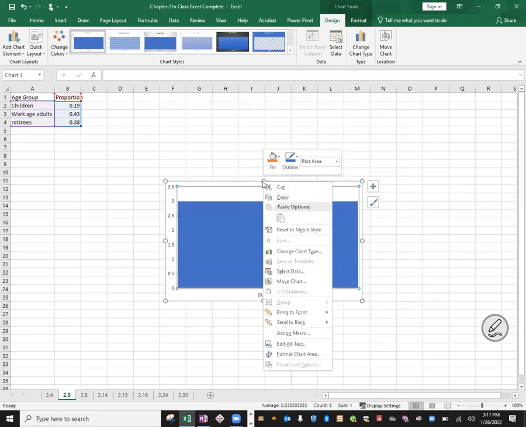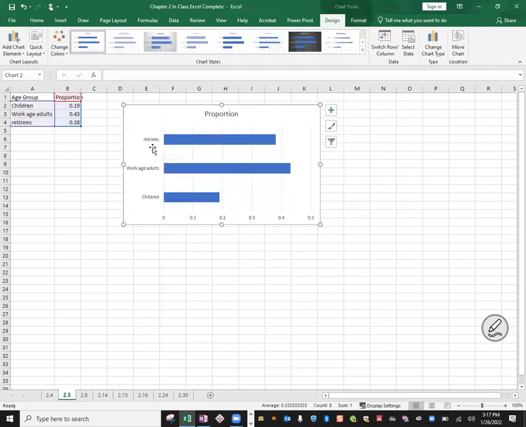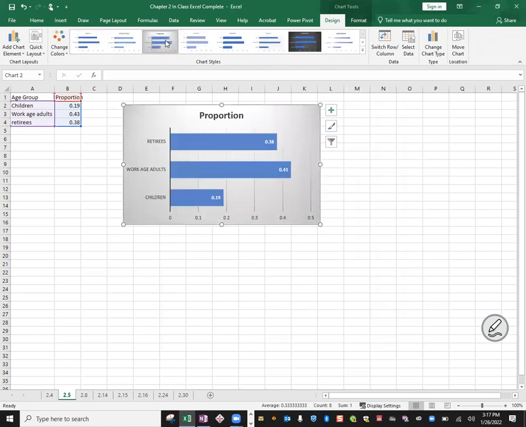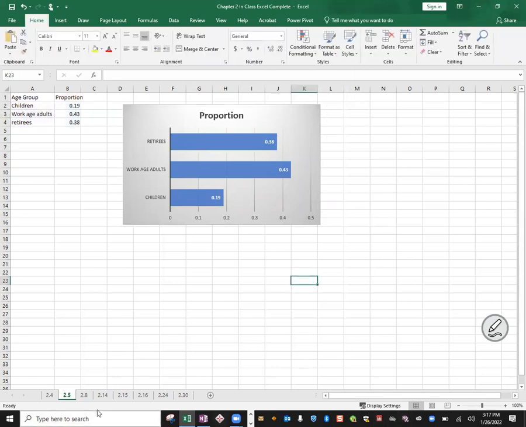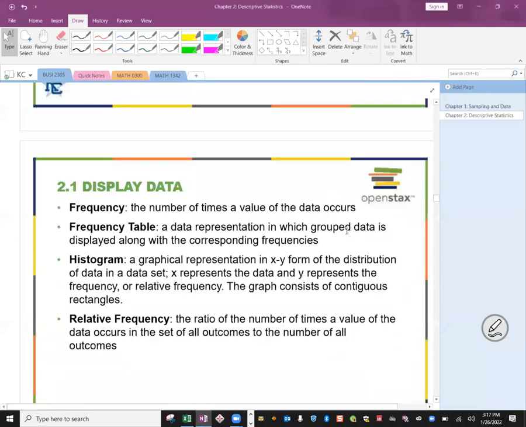Let's stick with this type. And it's okay that your bars are coming this direction instead of upward. I believe there are ways to change that, and we could change that if we wanted to, but for now, I'm going to leave it as is. So we could also choose one like this to show those decimal points more clearly because those are smaller values. All right. So let's head back to our PowerPoint.